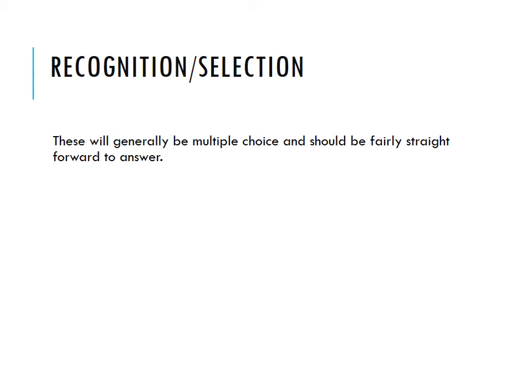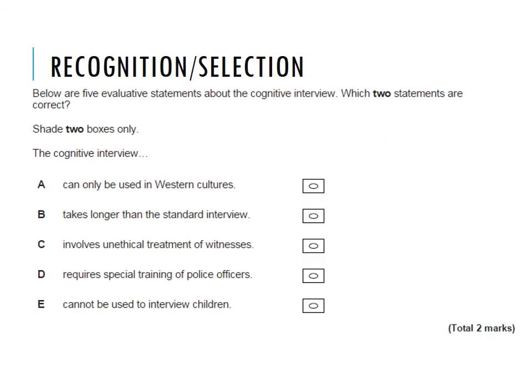Recognition and selection of information. These will generally be your multiple choice questions and should be fairly straightforward for you to answer. So, for example, 5 evaluative statements below about the cognitive interview. Which 2 statements are correct? Okay, so hopefully we should know that we need to have special training in order to carry out the cognitive interview. So that would be D.